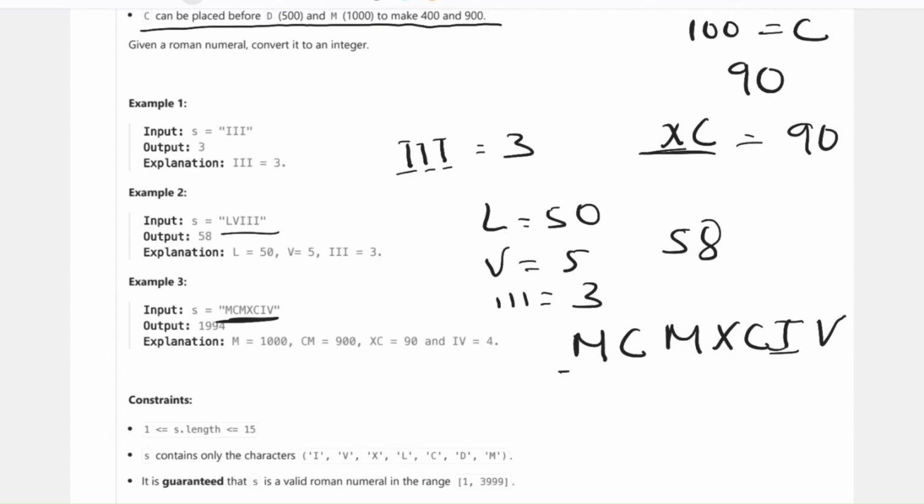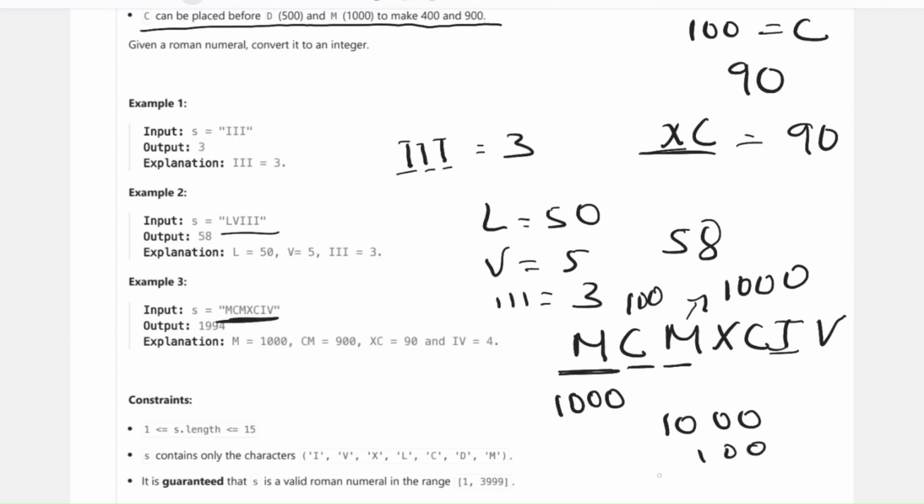So M is represented for 1000. If you see this value, this is C, but C is occurring before M. C represents 100, M represents 1000. So we would do 1000 minus 100. So it is actually representing 900. How did we identify? A higher value is after a lower value, so we are going to minus, so it is representing 900.